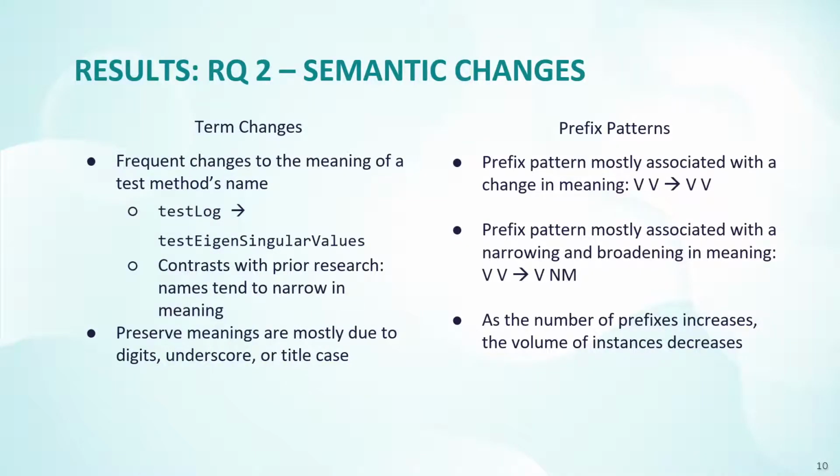RQ2 looks at the semantic changes a test name undergoes when renamed. Unlike prior research showing that identifier names tend to narrow in meaning, our findings show that test method names are more prone to a change in meaning. Furthermore, renames that preserve a name's meaning are mostly associated with developers either adding or removing digits or underscores to the method's name.